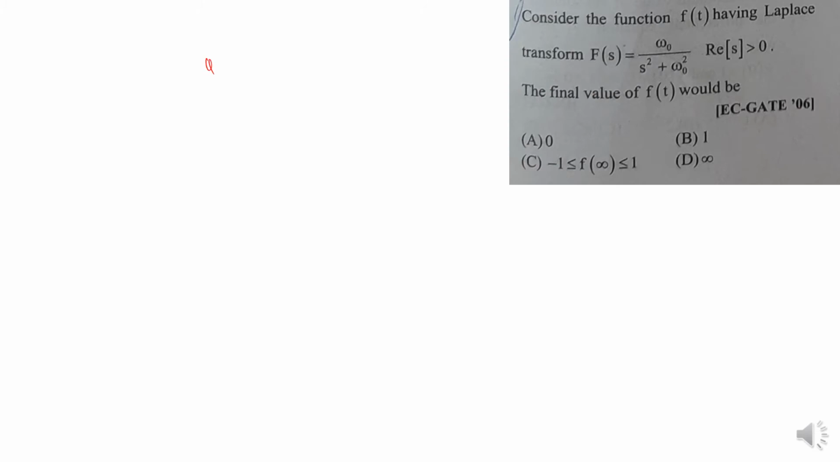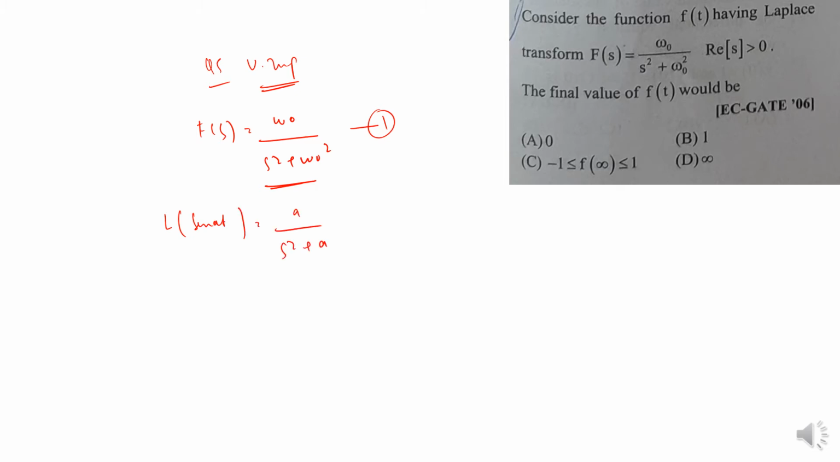This question is very important and has been asked many times. What we have been given is F of s is equal to omega naught by s square plus omega naught square, right? Seeing this equation number 1, the first thing we should understand is that the Laplace transform of sin at is a by s square plus a square. So this is nothing but sin omega naught t. So here f of t is equal to sin omega naught t. This is the first thing which should come to our mind.